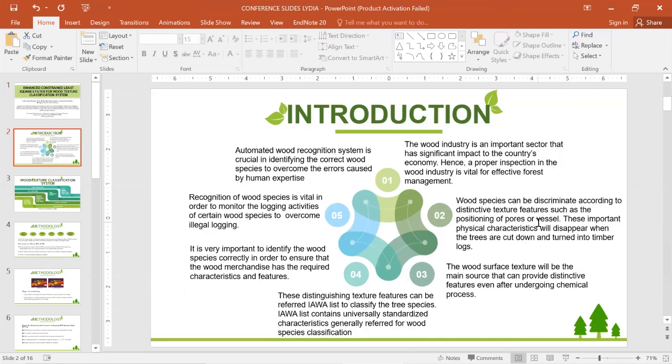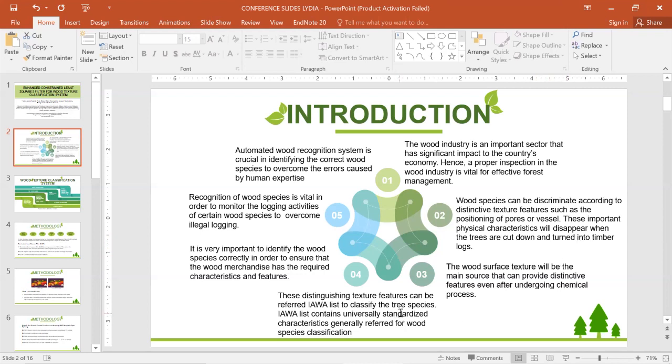The wood industry is an important sector that has significant impact on the country's economy. Hence, proper inspection in the wood industry is vital for effective forest management. Wood species can be discriminated according to distinctive texture features such as the positioning of the pores or vessels. This important physical characteristic will disappear when the trees are cut down and turned into timber logs. The wood surface texture will be the main source that can provide distinctive features even after undergoing chemical processes.